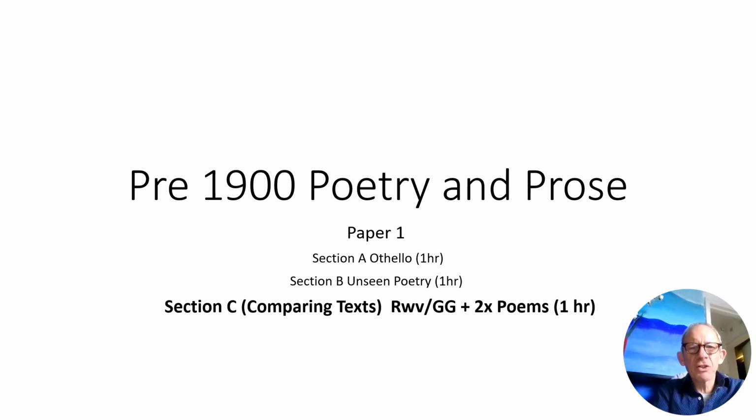It's a 1 hour question, and the other two questions you'd have done just beforehand would have been the Othello question, if you're doing this syllabus, which is a 1 hour question, or whatever Shakespeare text you've chosen. Section B is the unseen poetry question, which is also 1 hour. Then you move on to section C, 1 hour again. It's a 3 hour marathon.